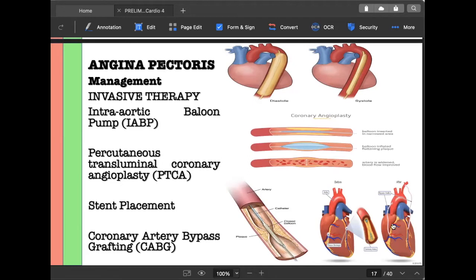Now your CABG here, this is your coronary artery bypass grafting. This is a surgical procedure used to treat your coronary heart disease, and it diverts the blood around the narrowed or clogged parts of the major arteries to improve the blood flow and, of course, the oxygen supply in our heart.